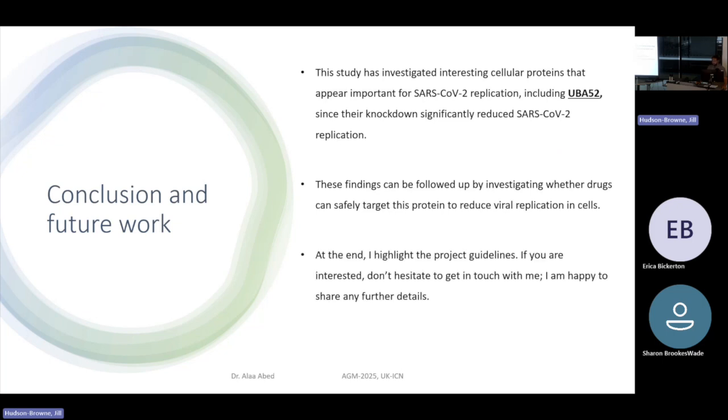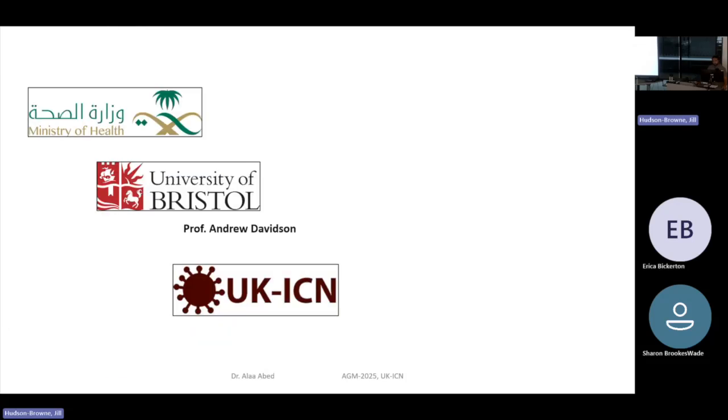And at the end, because of the time, I just highlight the project's guidelines. If you are interested in more information, I'm happy to help. By the way, it's a quick slide deck. I just made it quickly.